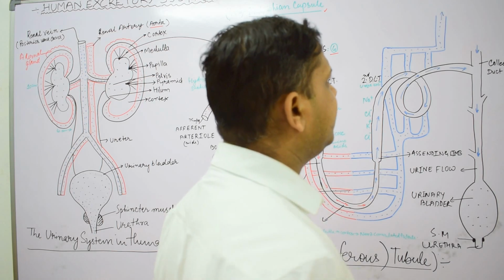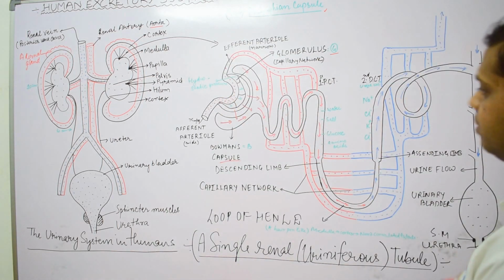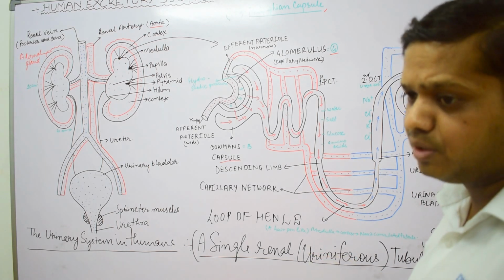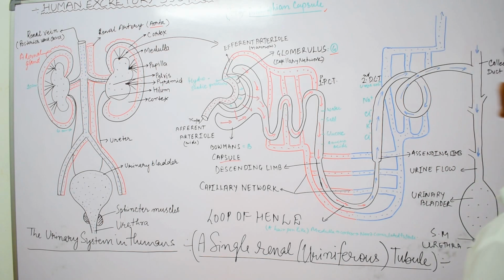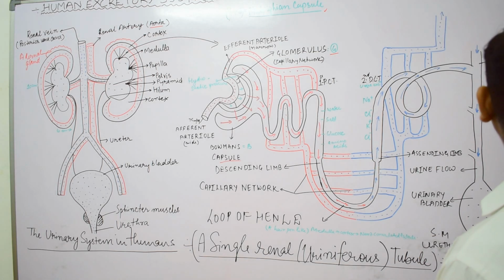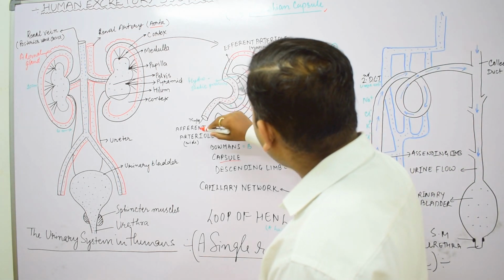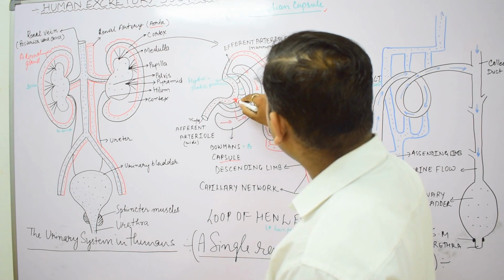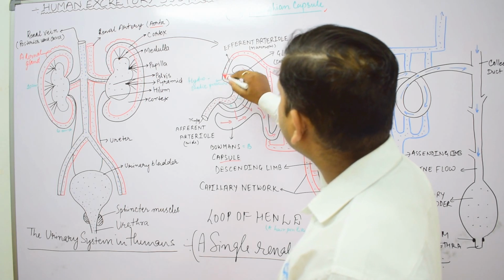Now we will understand the functions of the kidney and how urine formation takes place. Urine formation takes place by three processes. The first process is called ultrafiltration. Here the afferent arteriole has a porous, pore-like structure, so only filtration can take place.